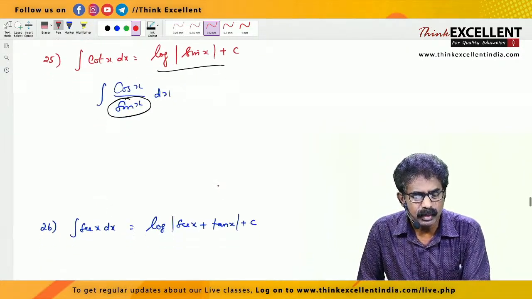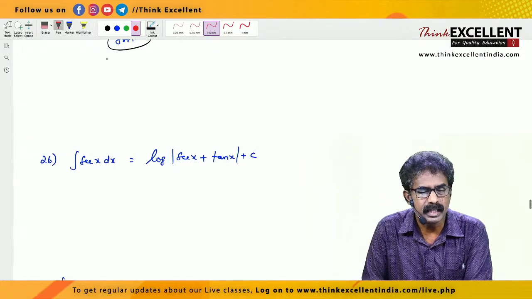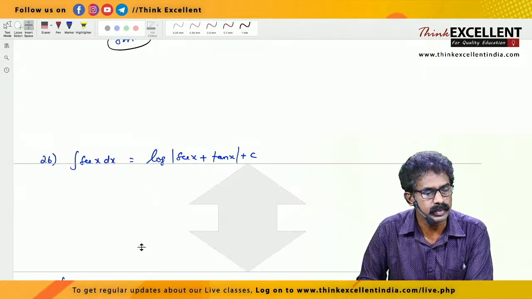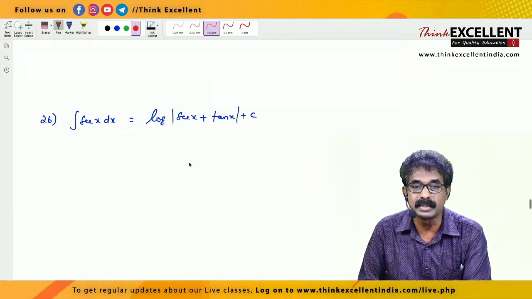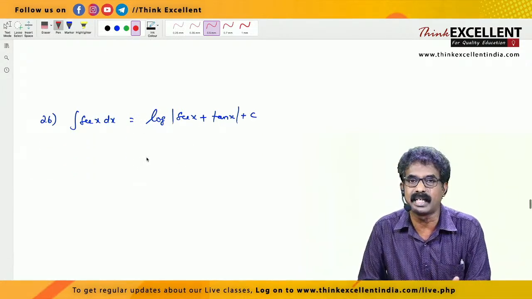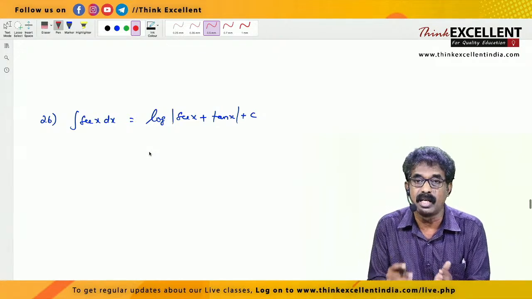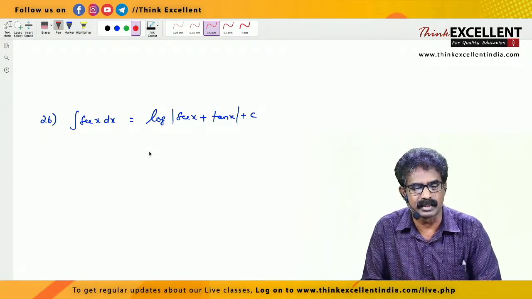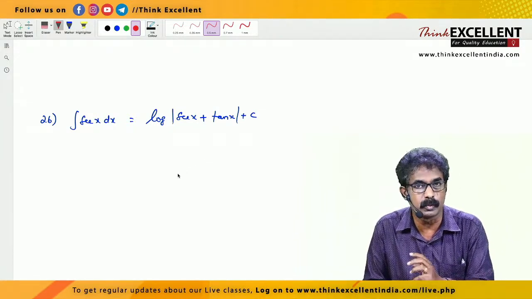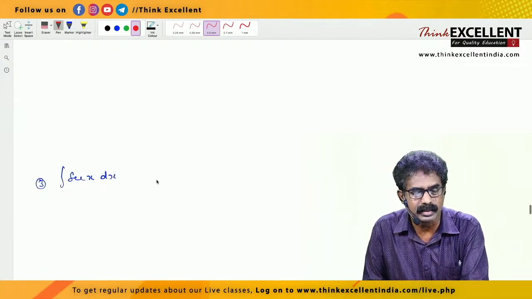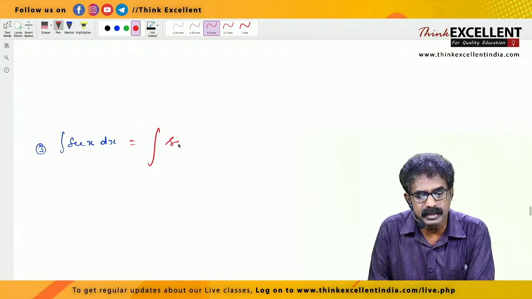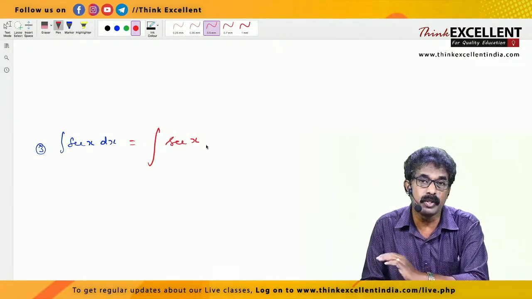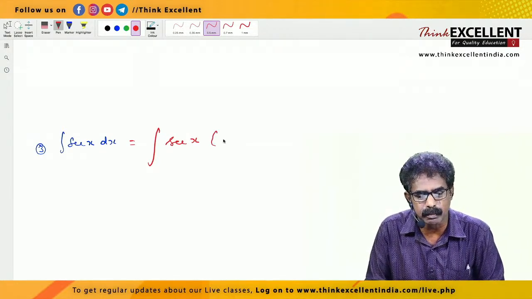Then another very important one, integral secant x. Secant x integration is log of secant x plus tan x. How are we getting this? Please listen, this proof is a different one. I'll give the proof of this. So what do you do here? You remember this step: you multiply the numerator and denominator by secant x plus tan x.